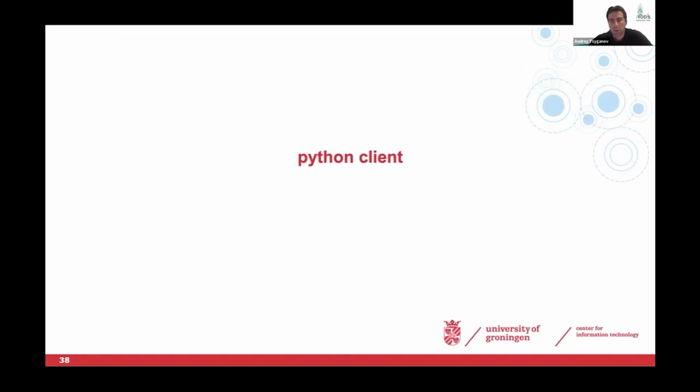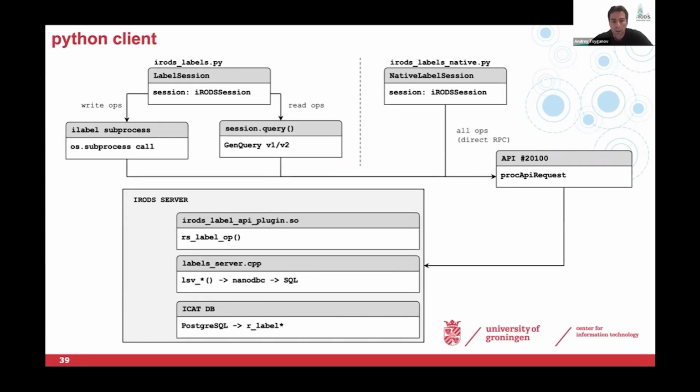So we are using the Python iRODS client in the RDMS project. And that's why I was also interested in implementing the labels prototype within the Python code. And the idea is the same. So I've tried two paths. One is just to call the iLabel as a subprocess in Python. That worked quite well. And also as the native call, so to RPC, within the same route of using the server-side calls in that sense.